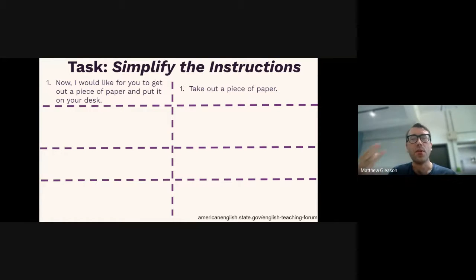Students are going to process this language internally on their own. But I would be consistent. So if you're going to use put or get, use it the same every time. So either take out or put a piece of paper. Take out might be the best because you can also use it with textbook. Take out your textbook, put a textbook on your desk. It sounds a little weird. All right, let's do the next one.